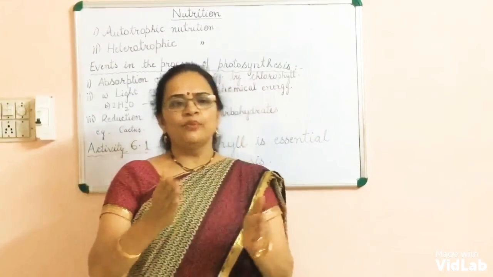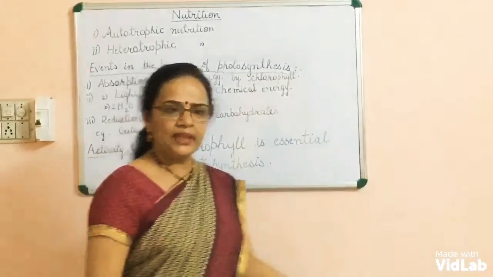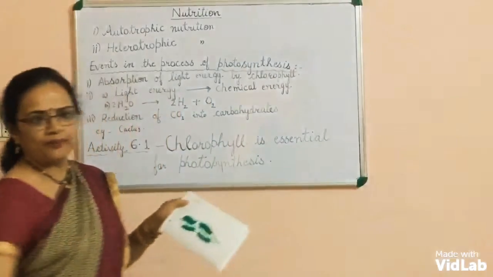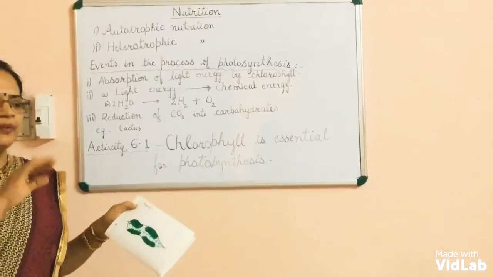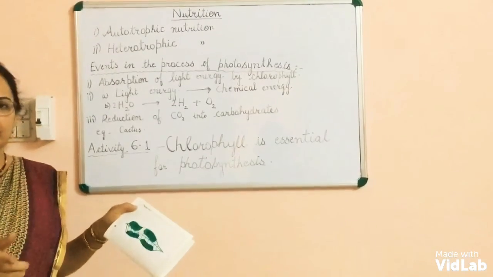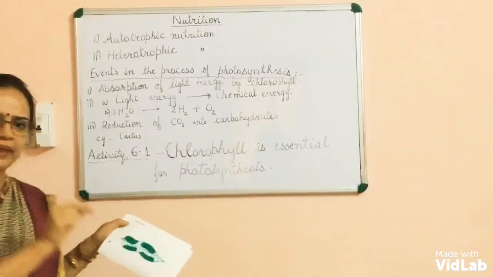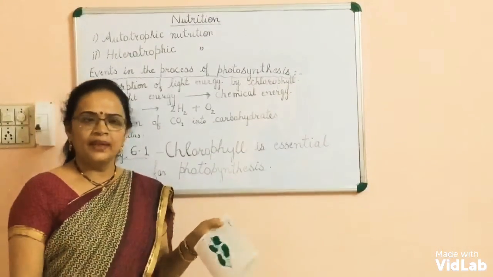Purpose is to remove the chlorophyll. Chlorophyll means the green part which is present on the leaf. To remove the green part from the leaf. The alcohol will become green and the leaf becomes colorless.